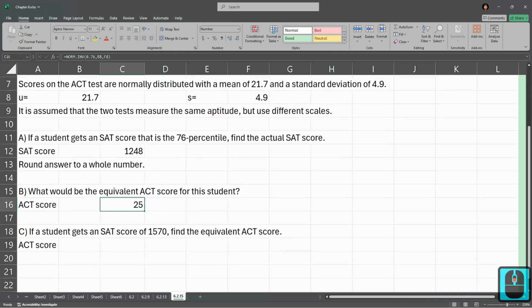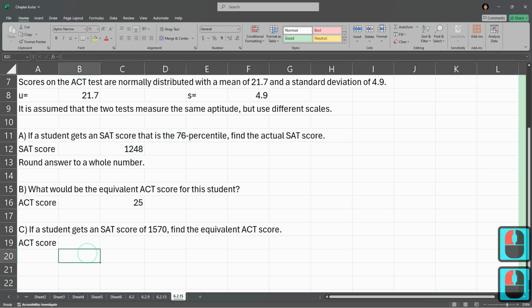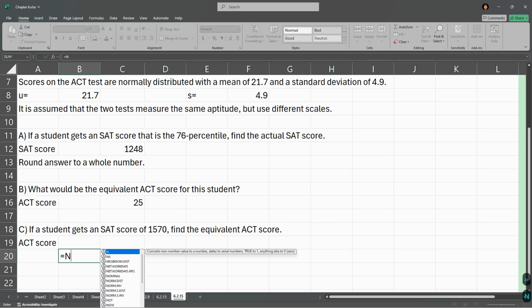Okay, so part C says a student got a score of 1570 on the SAT, find the equivalent ACT score. This one's a little bit tricky. We have to first figure out what percentile they're in. Our first student was in the 76th percentile. This student scored higher than that student on the SAT, so they're going to be above the 76th percentile. And we need to figure out what percentile they're in.